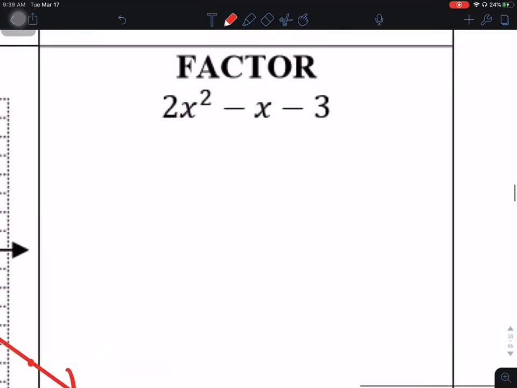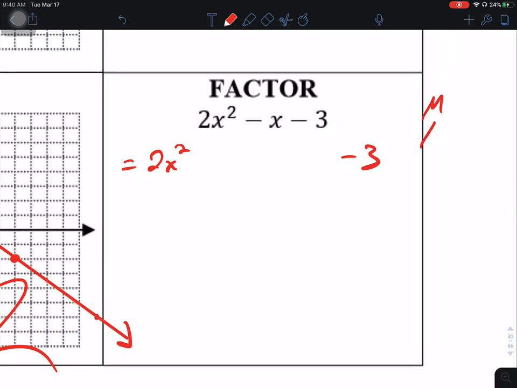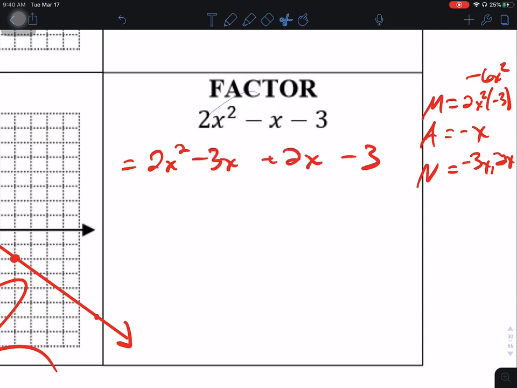Speaking of trinomials, segue, let's factor this trinomial. Since the lead coefficient is not 1, we're going to split the middle term and factor by grouping. We need two things that multiply to get 2x squared times negative 3. That's a negative 6x squared. Same two terms add to get a negative 1x. Let's see, that's going to be a negative 3x and a positive 2x.